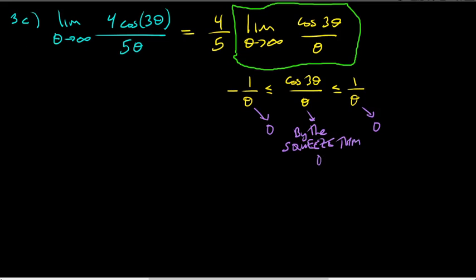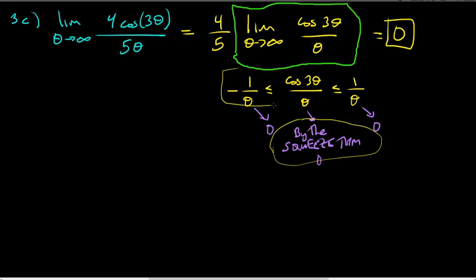And so 4 over 5 times 0 is 0. So either write that it's by the squeeze theorem, or make sure you put the inequalities, or both. That would be better. So that was C.